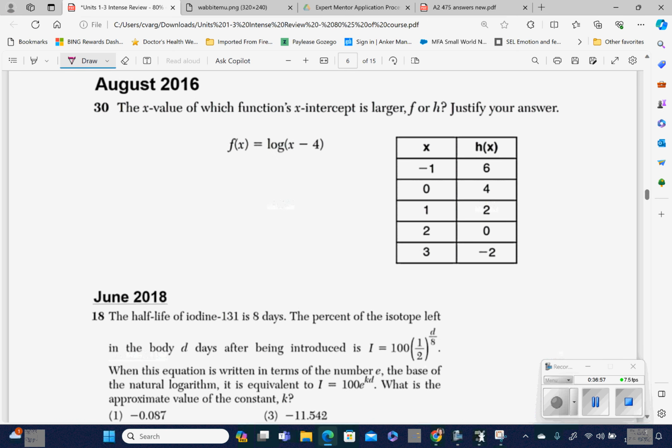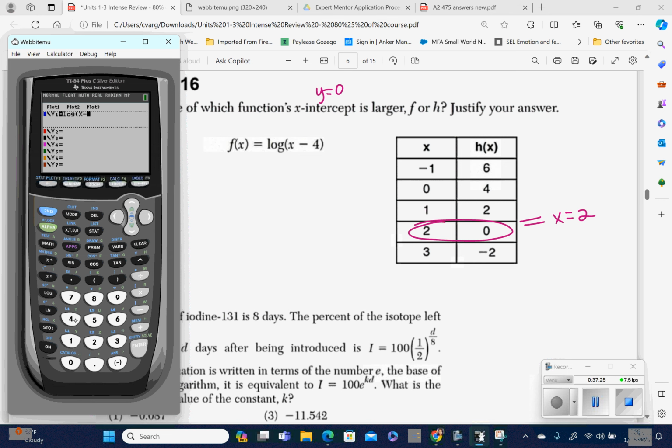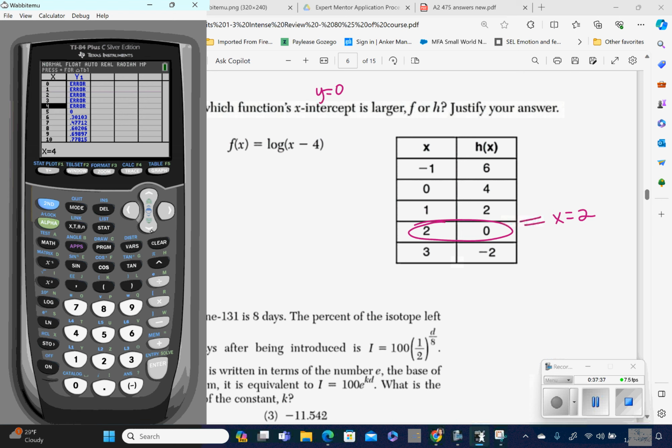The next one, which function's x-intercept is larger. So we need to find our x-intercept here. This is where the y equals 0. So 2 is going to be my x-intercept. X equals 2. And then if we're not sure what the x-intercept is for log of x minus 4, go over here. Let's clear this, hit log, and then we're going to do x minus 4. Notice that there's no base. So let's see what our x-intercept here is. So our x-intercept here is 5, right? That's the only number that gives us 0 for y.